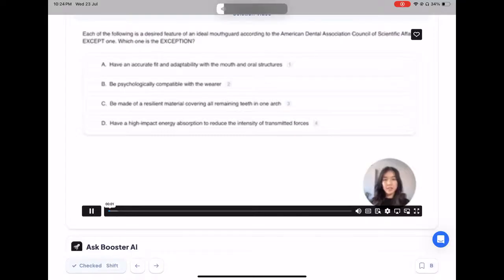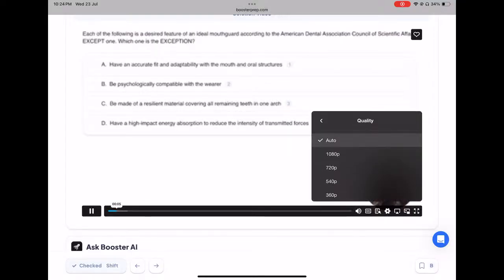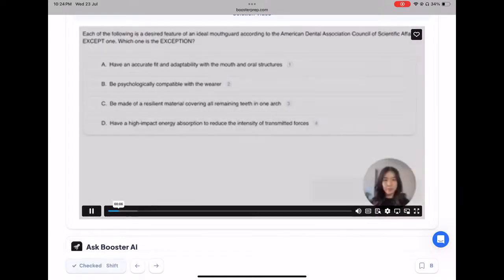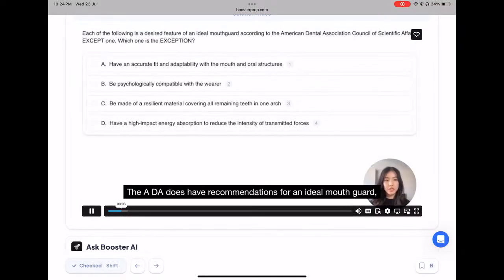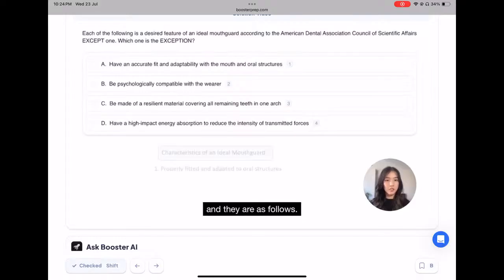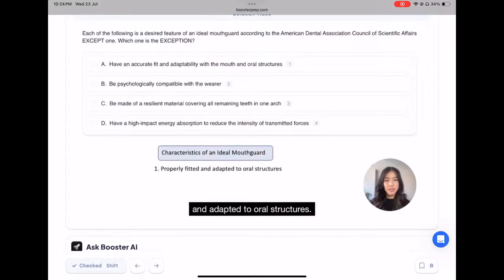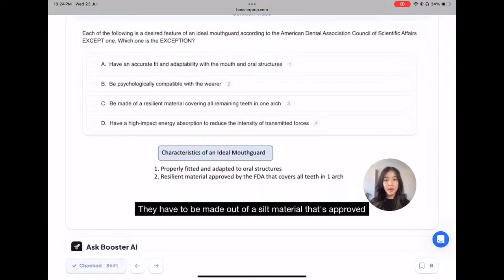Each of the following is a desired feature of an ideal mouthguard according to the ADA except for one. Which one is the exception? The ADA does have recommendations for an ideal mouthguard, and they are as follows. They need to be properly fitted and adapted to oral structures. They have to be made out of a resilient material that's approved by the FDA, and it has to cover all teeth in one arch.